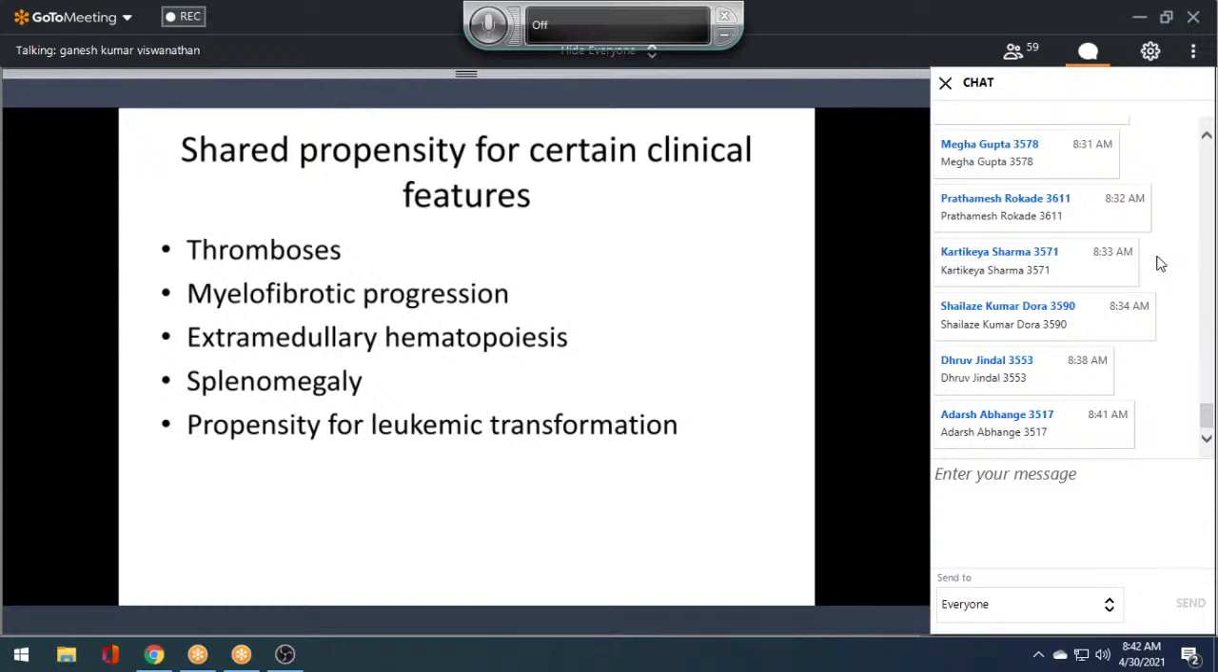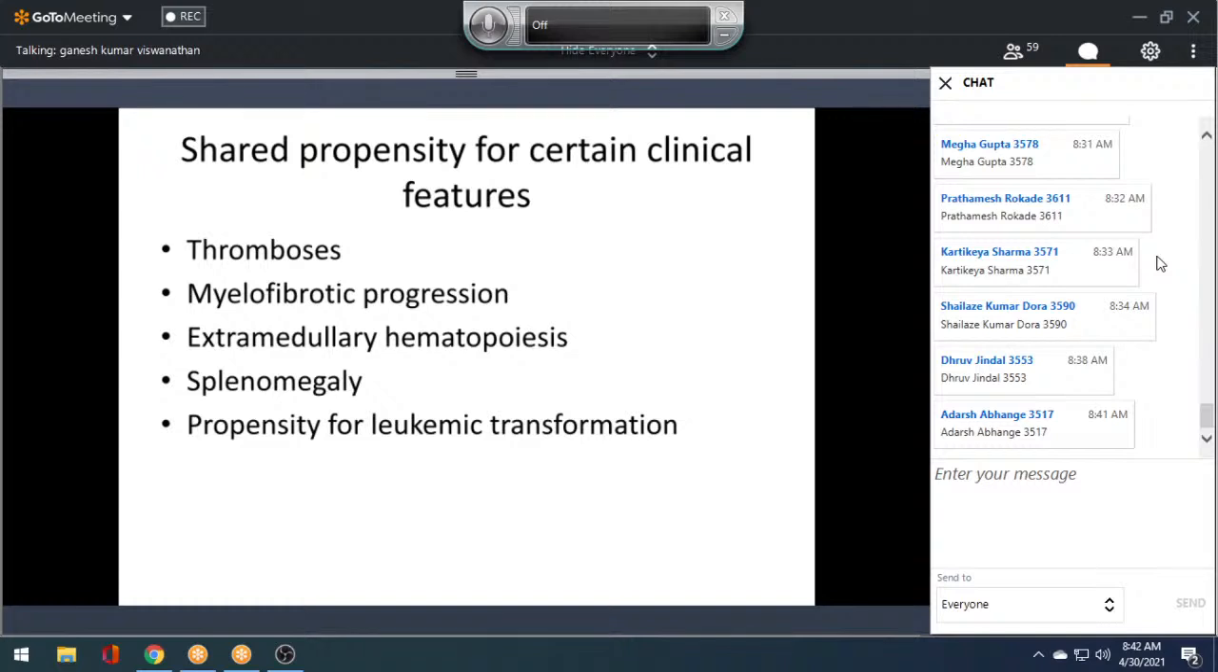So what is myelofibrosis? There is an increase in fibrosis, or fibrotic fibers, in the bone marrow. Because of that, there is extramedullary proliferation. The body tries to compensate by increasing hematopoiesis in other tissues like the spleen. So because of this, there is an increase in splenomegaly. And all these myeloproliferative neoplasms have a propensity for transforming into acute leukemia.